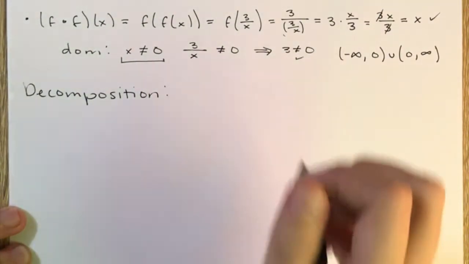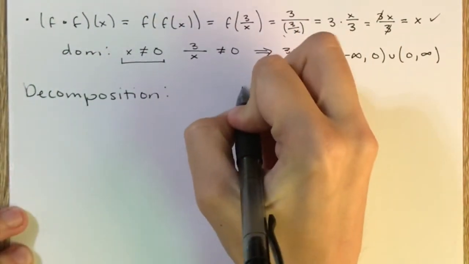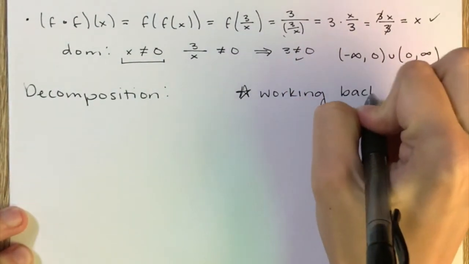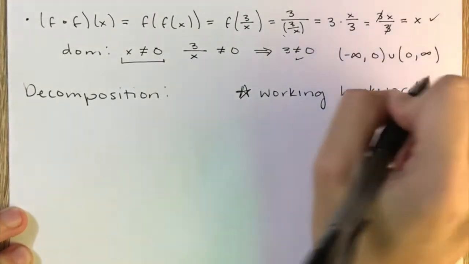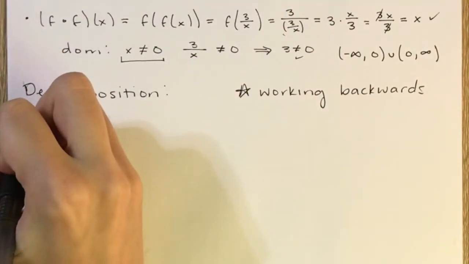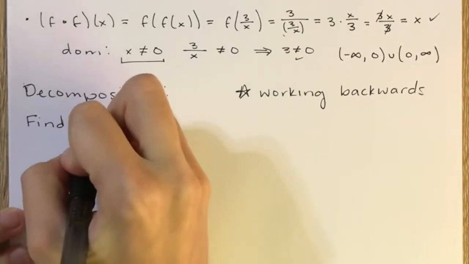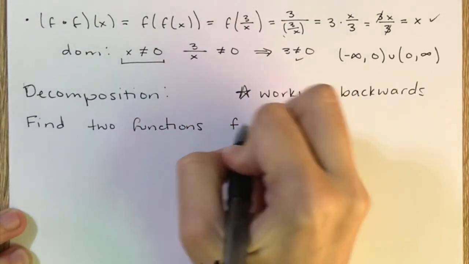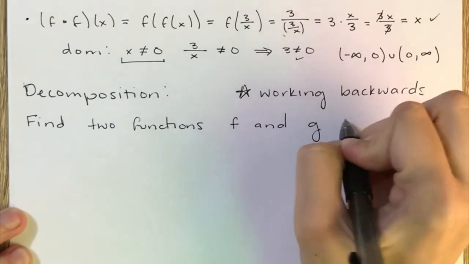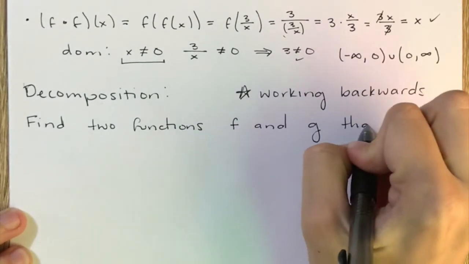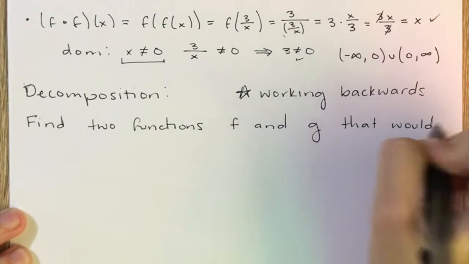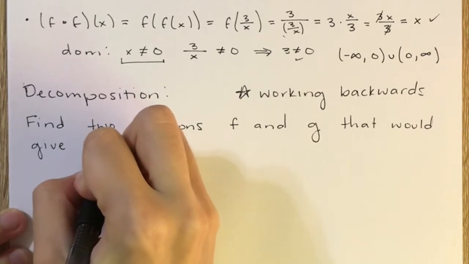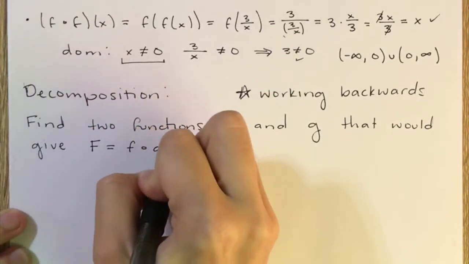So if composition is what we've been working on, then decomposition is kind of just working backwards. Decomposition is asking us to find two functions, f and g, that would give some function, which is f of g.